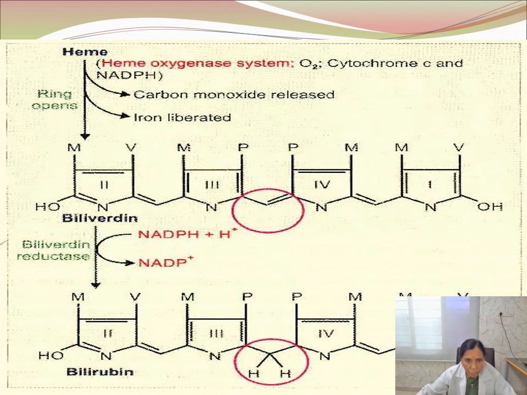Here, with the opening of the ring, biliverdin is converted to bilirubin in the presence of the enzyme biliverdin reductase. Here, NADPH has a vast role, and it comes from the heme oxygenase system. This is converted to NADP. This NADPH is one of the important compounds from the HMP pathway. It has a major action here, and finally bilirubin is formed.